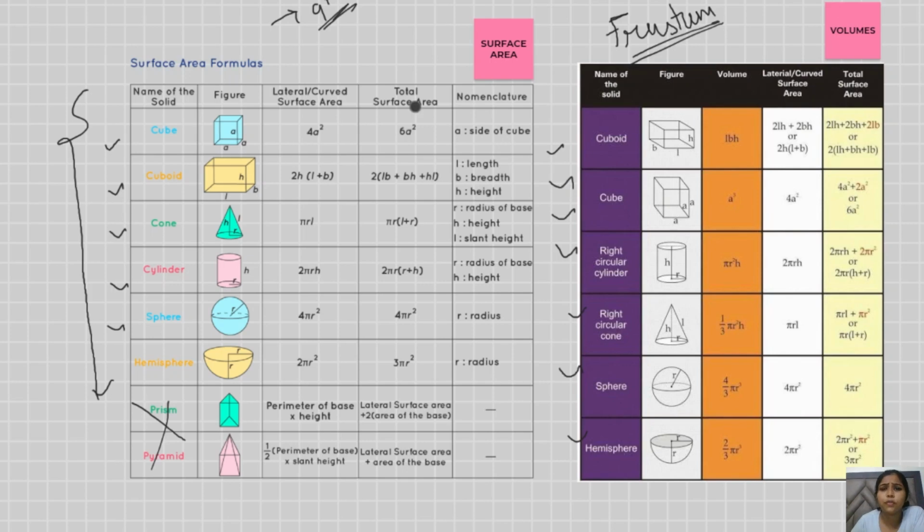Before moving ahead, for a brief introduction, I have just put pictures and a table there, so you can have a look to revise your class 9th formulas. These are just the same as class 9th. In class 9th we have also studied the CSA, TSA, and volume of these 6 figures, so in class 10th also we are going to study this. The newest thing is the frustum of cone, which we'll be discussing in the other slide, right?